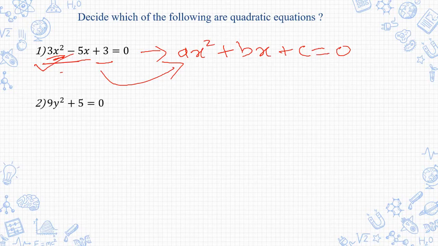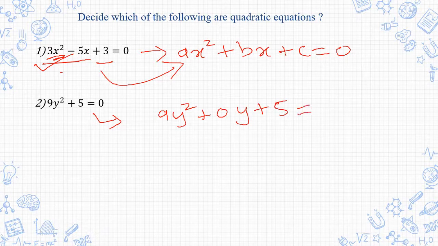If you see the other one, 9y square plus 5 equal to 0. Again, if we write this in the general form, we'll have 9y square. The term with the variable y is absent. So we'll write here 0y plus 5 equal to 0. So we can see this is also a quadratic equation.